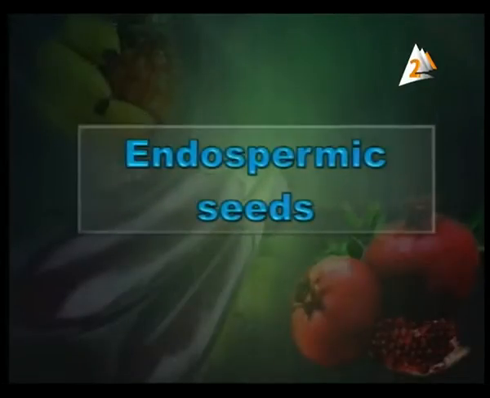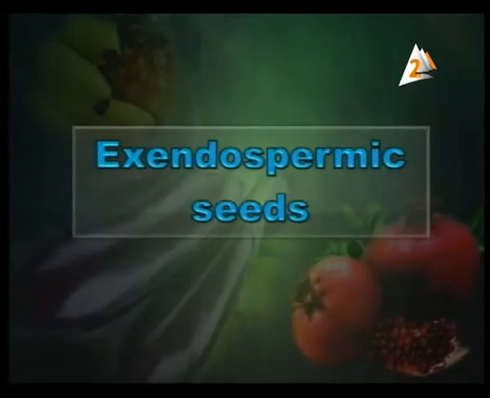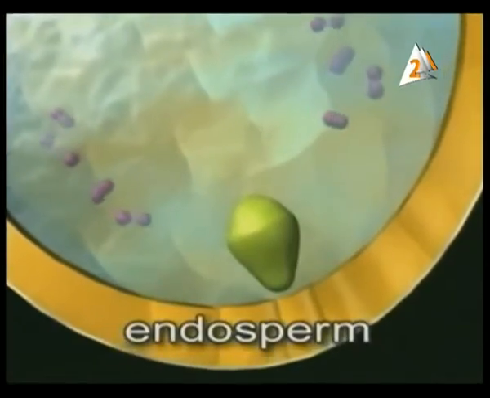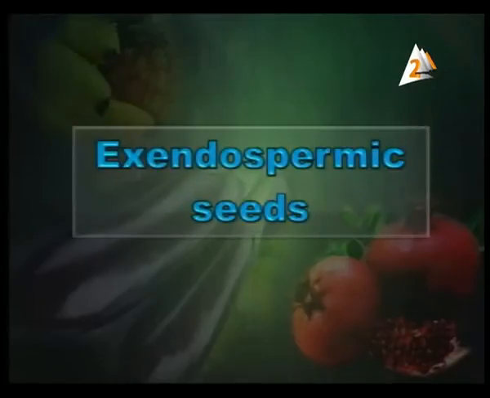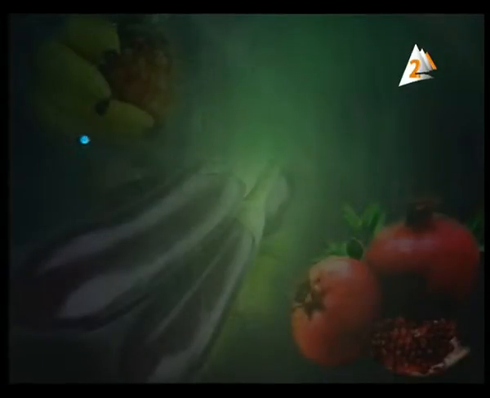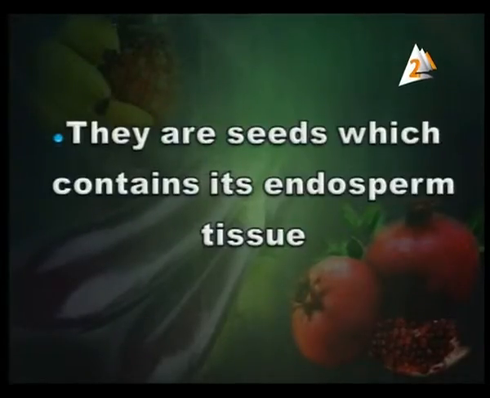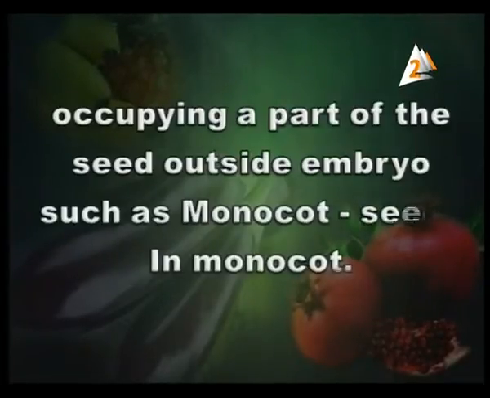First group, endospermic seeds. The second group is exendospermic seeds. The endospermic seeds, briefly, contain endosperm. And the exendospermic seeds do not contain endosperm. The first one, the endospermic seeds, are seeds which contain endosperm tissue occupying a part of the seed outside the embryo, such as the monocot seeds.